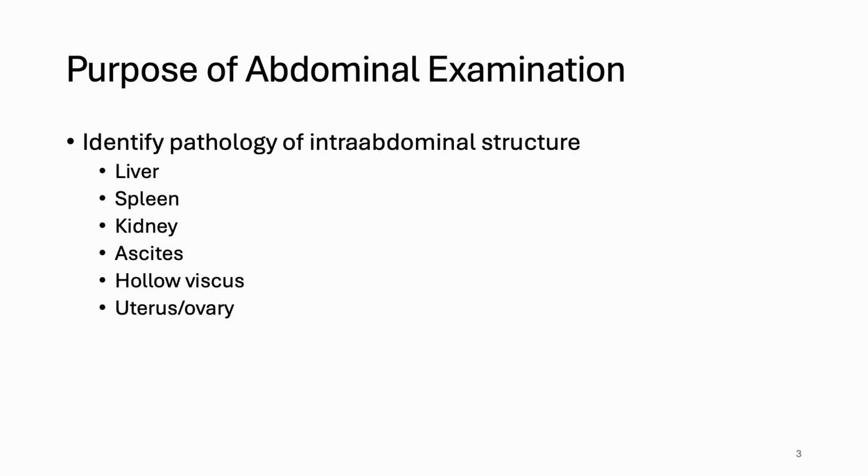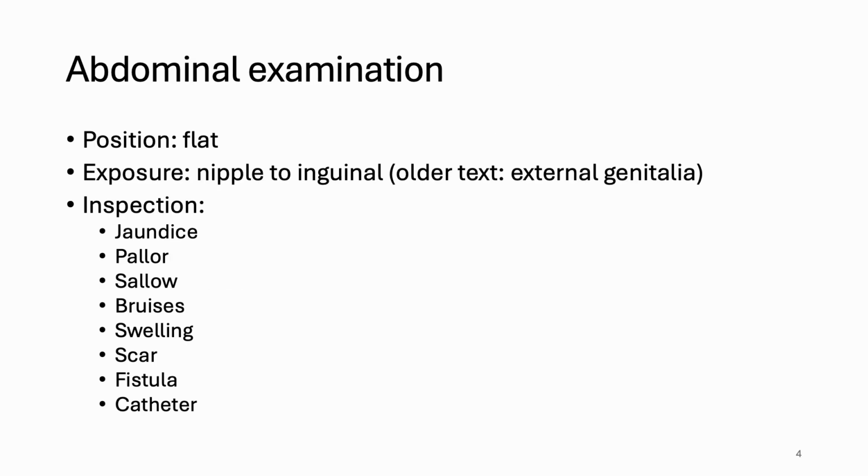We will first start with the abdominal examinations. The purpose of this physical examination is to identify pathology of intra-abdominal structures such as liver, spleen, kidney, ascites, which is pathological, hollow viscus, uterus, and ovary. So for the examination of the abdomen, you should position the patient flat on an examination couch. The exposure is classically described as nipple to inguinal, and the older texts would include the external genitalia as well.